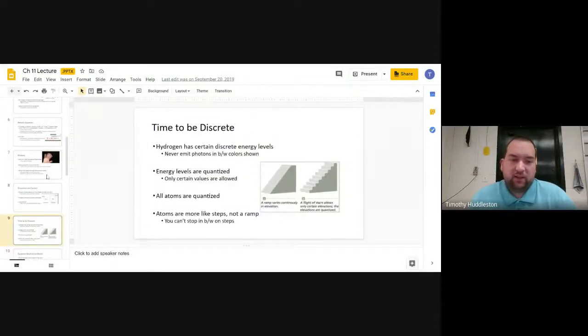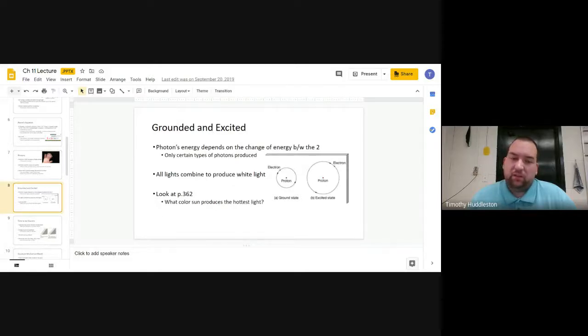What color sun produces the hottest light? That would be a blue sun, and we're gonna talk about this. But you should think to yourself, well, the colors of the rainbow. You would say Roy G. Biv. When I think about Roy G. Biv, you would think that the hottest sun would be violet, and we're gonna go over why that's not the case on the next slide.